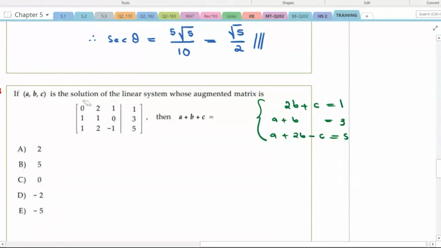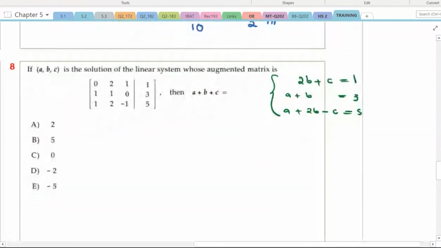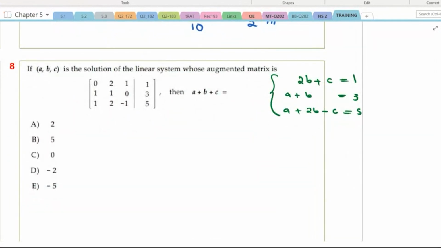Now, let us begin. Of course, one method is an extension of the other one. So, what do we do, gentlemen? We can say that this is 0. We don't want it to be 0. To write it in echelon form, the first thing to do is to make this one here equal to 1.